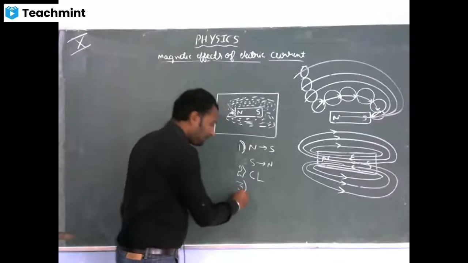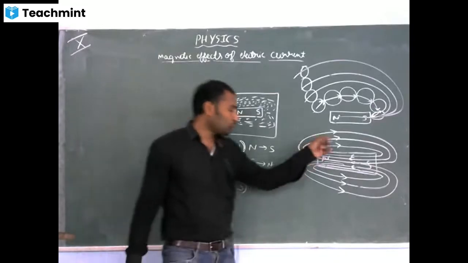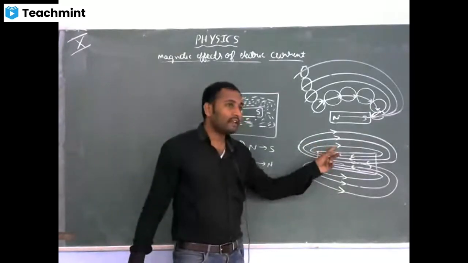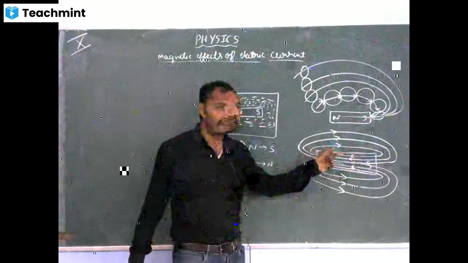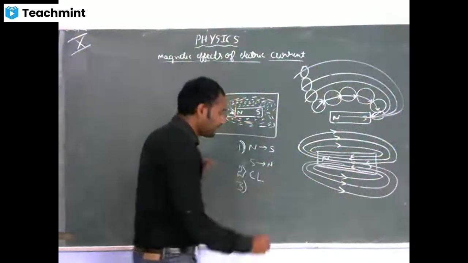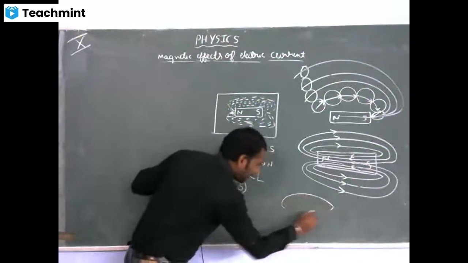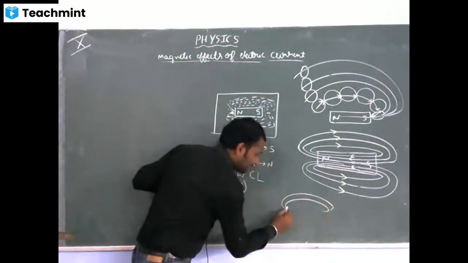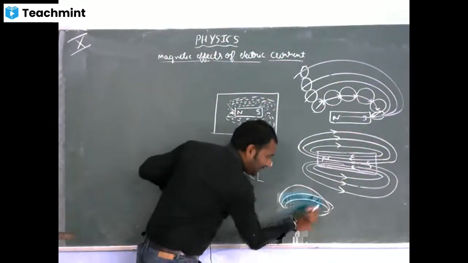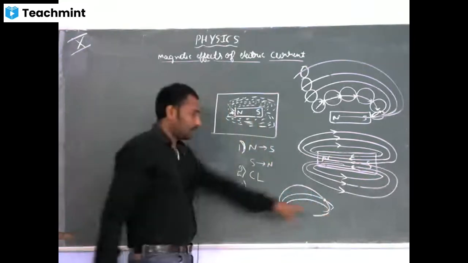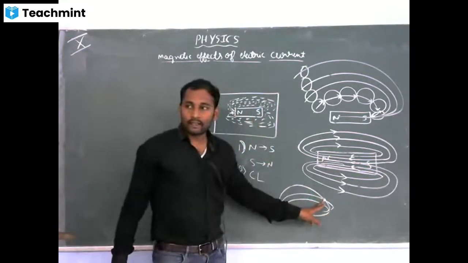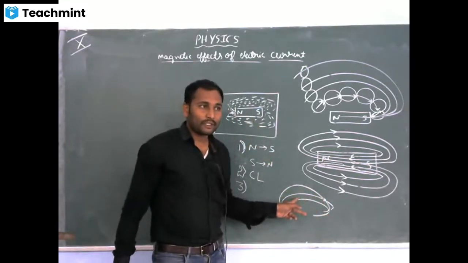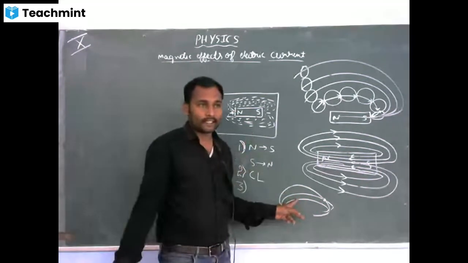So next is no two magnetic field lines will ever intersect. Intersect in the sense, if this is a magnetic field line, there won't be any intersection like this. Is it clear? No two magnetic field lines will ever intersect.